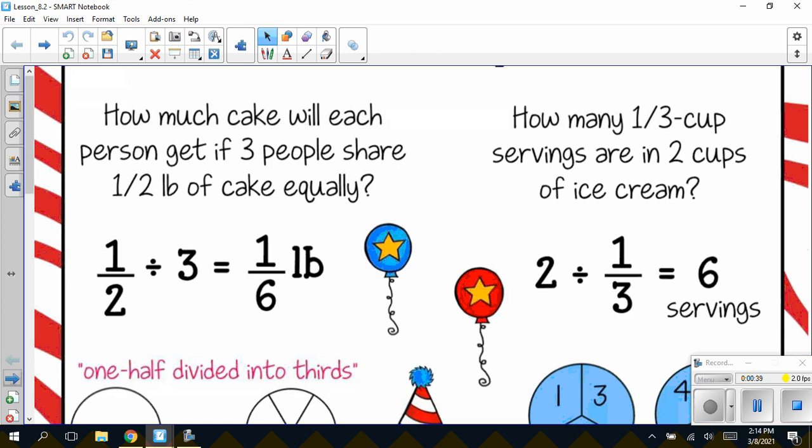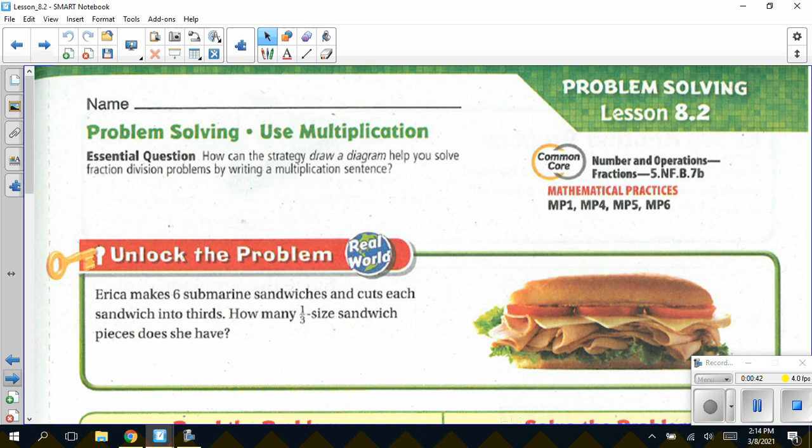So today, when we do all of our division problems, we are going to be taking a whole number and dividing it by a fraction. Our essential question is asking, how can the strategy draw a diagram help you solve fraction division problems by writing a multiplication sentence? So we are going to do the drawing a diagram for a few of the problems. However, once we get used to the division aspect of the problem, we're going to stop drawing those pictures and we're just going to use division and change it into multiplication to help us solve.